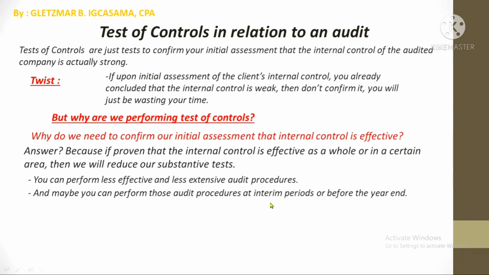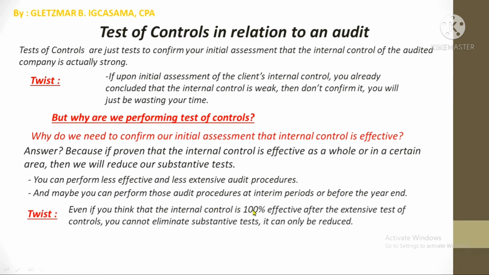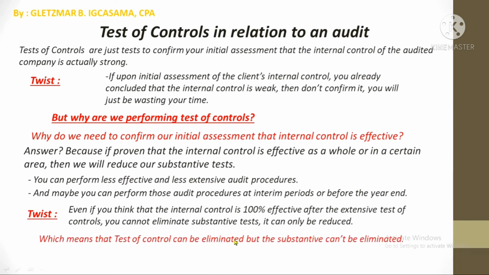But here's another twist. Even if you think that the internal control of the audit client is 100% effective, after you have done extensive test of controls, you cannot eliminate substantive tests. You can only reduce them. Meaning, test of control can be eliminated, but substantive tests cannot be eliminated. It can only be reduced if the internal control is proven to be effective.